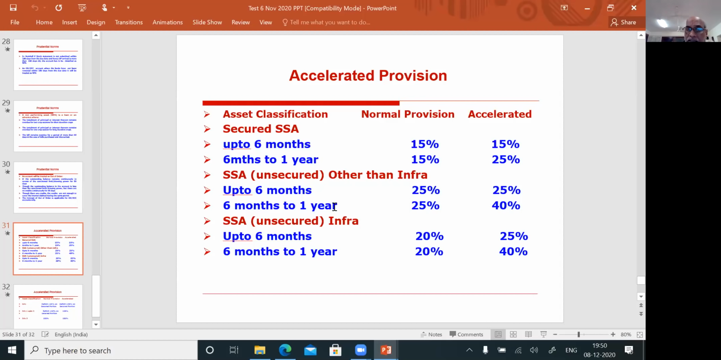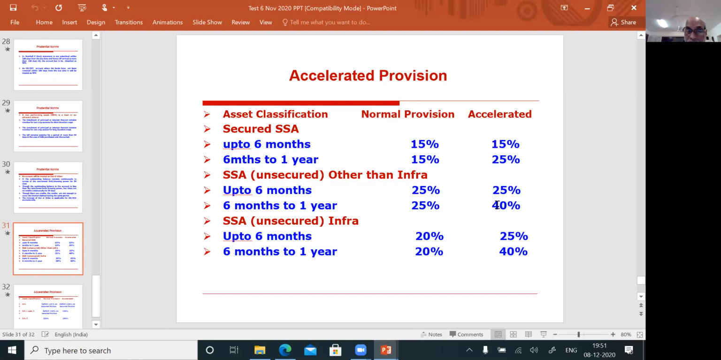On the other hand, 6 months to 1 year, like your secured substandard, if the age of the NPA is 6 months to 1 year. What is the 6 months to 1 year? The age of the NPA, secured, unsecured substandard other than infrastructure, is from 6 months to 1 year. And if you are not shown it as NPA, it has already crossed 6 months, less than 1 year, and you have not classified it as unsecured substandard other than infrastructure, then normally you have to keep 25%, now you have to keep 40%.